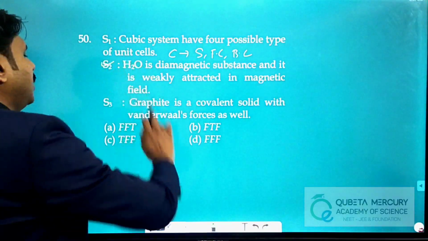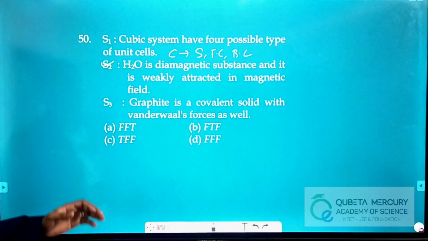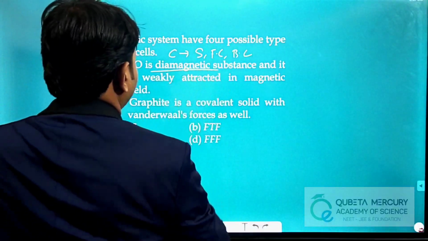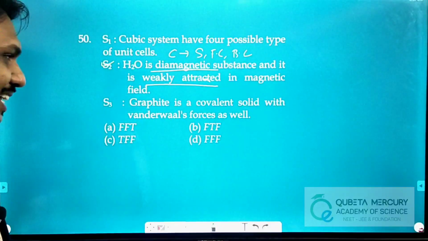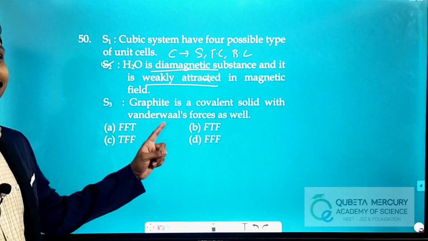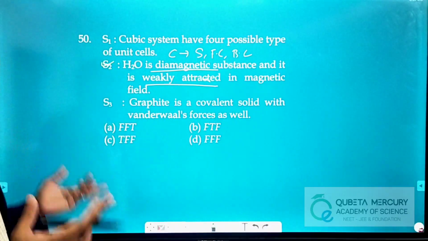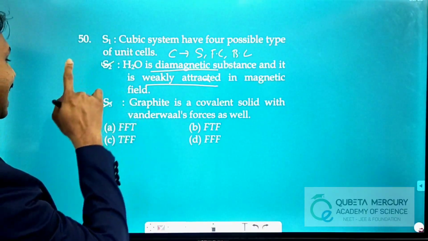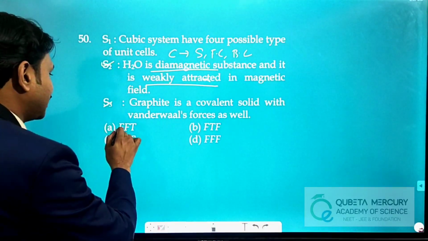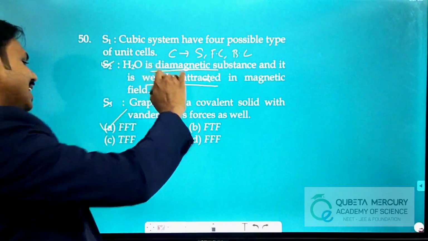Then the second statement: H2O is a diamagnetic substance and it is weakly attracted in a magnetic field. H2O is diamagnetic, that is right, but it is not weakly attracted by a magnetic field. That statement is wrong. The last one: graphite is a covalent solid with van der Waals force as well. That is right, van der Waals forces are there everywhere. So statement 3 is also right. So the correct option is first and second wrong and the third right. So A is the right option.